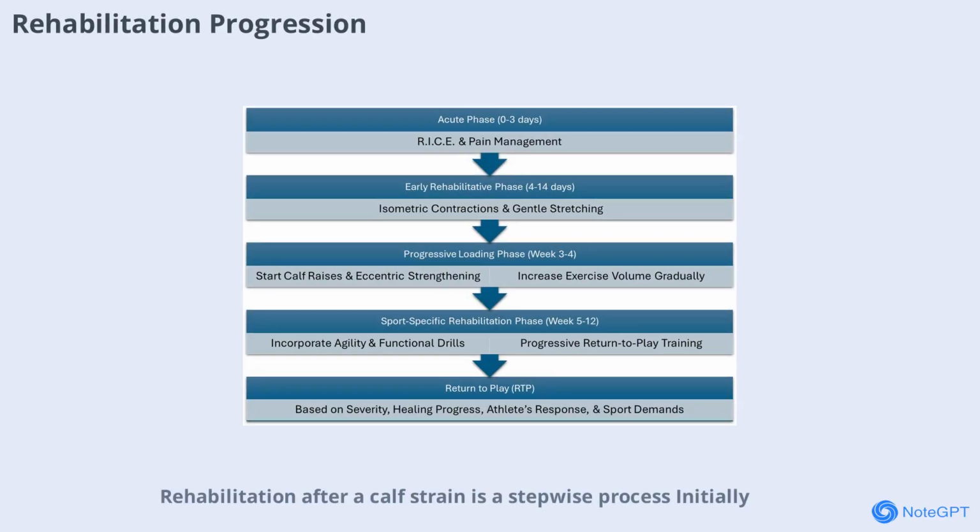Rehabilitation after a calf strain is a stepwise process. Initially, light stretching and isometric exercises are introduced. As pain subsides, athletes progress to walking, eccentric strengthening, and eventually sport-specific drills. The timeline for each phase depends on injury severity and individual healing rates. Regular reassessment is crucial, as premature return can increase the risk of re-injury. For severe injuries, immobilization or surgical consultation may be necessary, especially if there's significant tendon involvement or persistent pain.